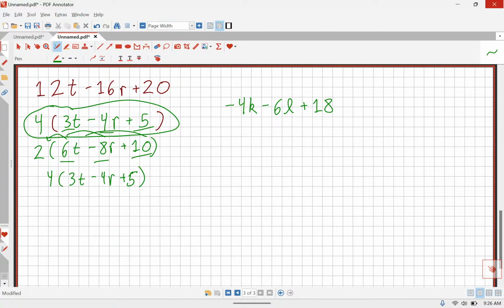Good job. I love that. Okay. Can I get you in 5, 4, 3, 2, 1? Voices, please. Liam, table G, what factor do those all have in common? Yeah, so I can pull out a 2, and the inside can be negative 2k minus 3l plus 9.